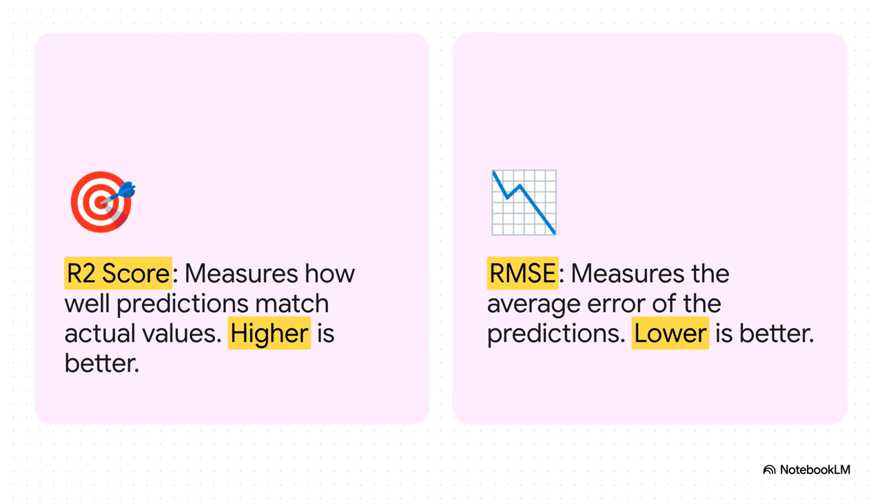After all that work, how do you actually know if you succeeded? You really only need to focus on these two metrics. The R-squared score basically tells you how well your model is explaining things. The closer to 1, the better. And RMSE, that just tells you, on average, how far off your predictions are. For that one, lower is better. Just print these two numbers, and you are golden.